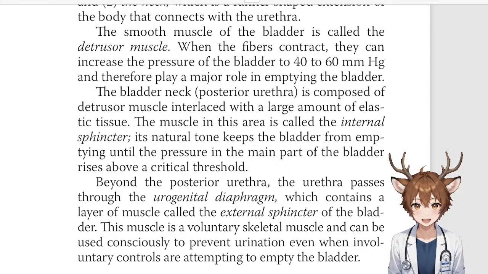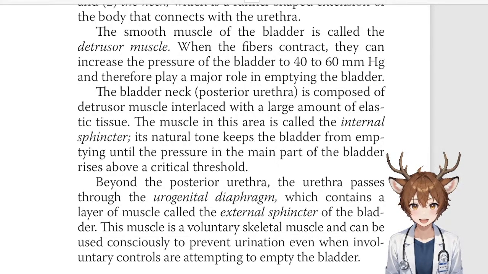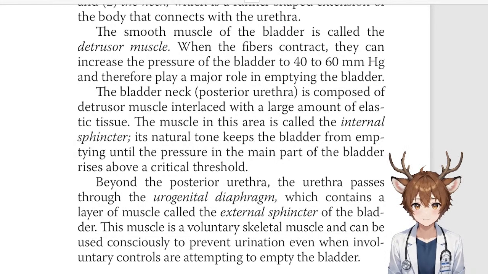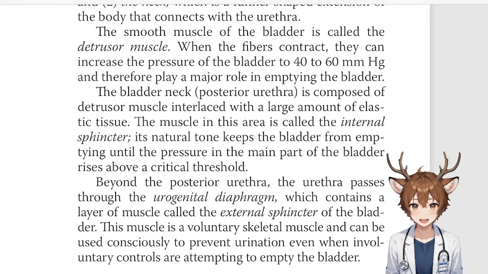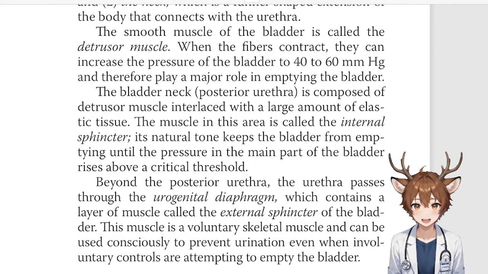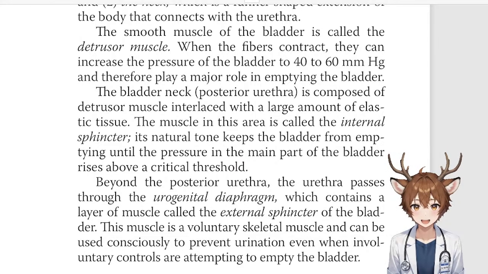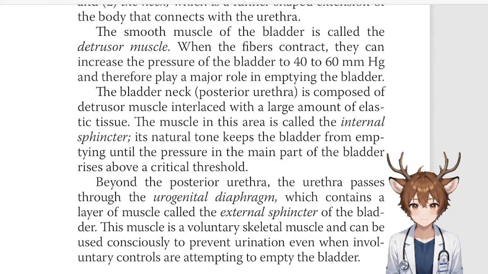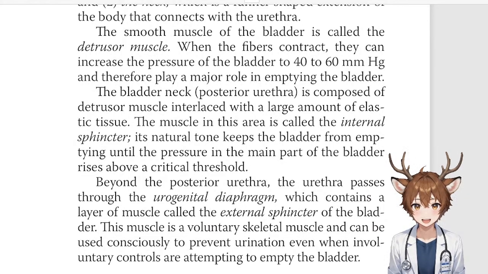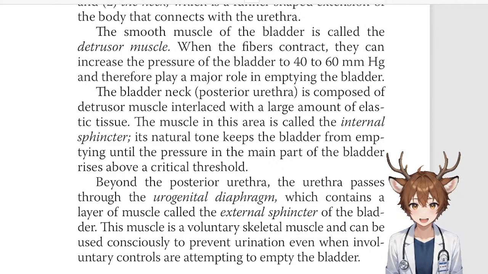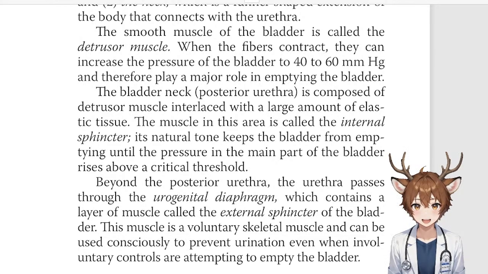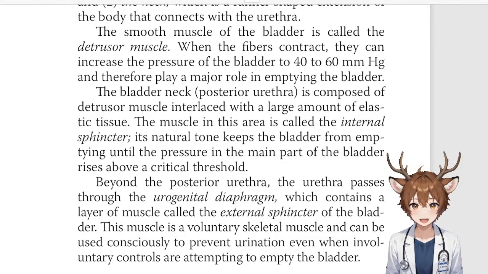The bladder neck, posterior urethra, is composed of detrusor muscle interlaced with a large amount of elastic tissue. The muscle in this area is called the internal sphincter. Its natural tone keeps the bladder from emptying until the pressure in the main part of the bladder rises above a critical threshold. Beyond the posterior urethra, the urethra passes through the urogenital diaphragm, which contains a layer of muscle called the external sphincter of the bladder. This muscle is a voluntary skeletal muscle and can be used consciously to prevent urination, even when the involuntary controls are attempting to empty the bladder.